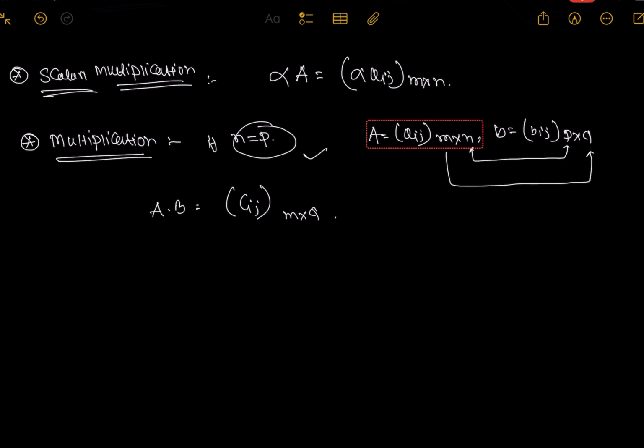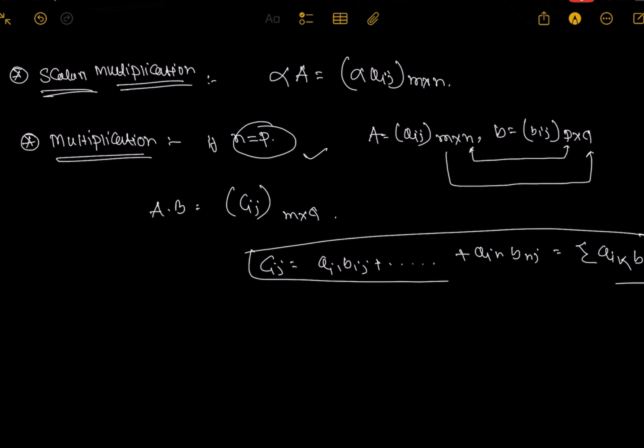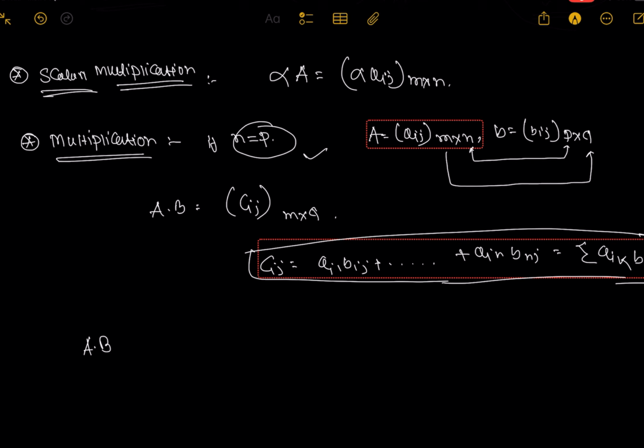What is c of ij? C of ij is a of i1, b of 1j, plus up to a of in, b of nj, which is the summation of a of ik, b of kj. Okay. How do we get this term in our mind? Let A dot B.